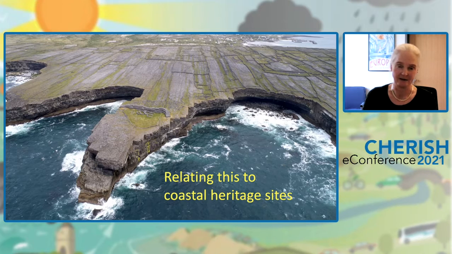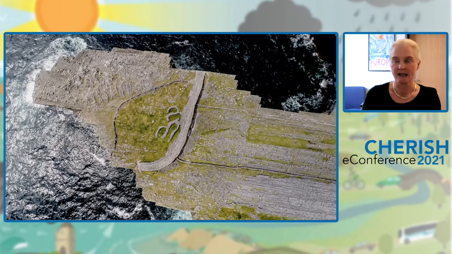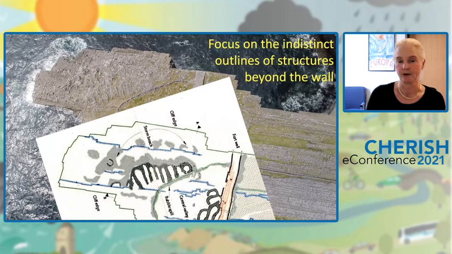So here again is Dún Dúchathair. And here is a lovely map showing the structures at Dún Dúchathair. Claire Cotter gave me this, and if anybody knows where this was published, I would love to be able to credit the author and the specific publication. And what I've done here is I've taken a drone image, a nadir image looking straight down at the site, and superimposed the map on it.